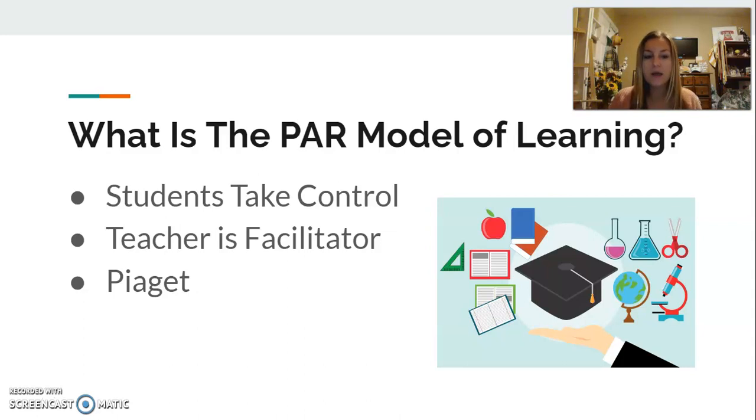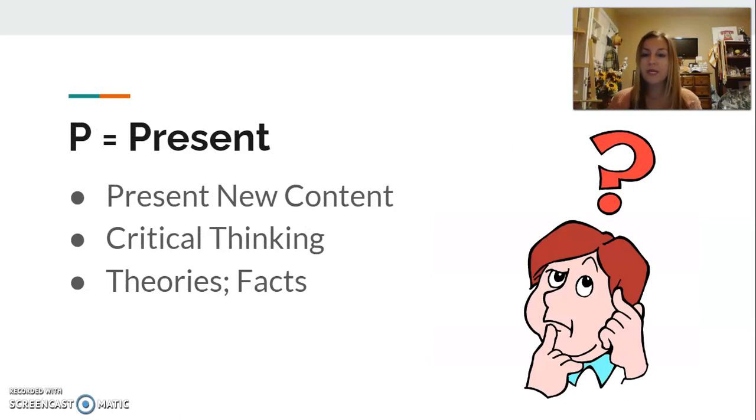And one of the major contributors to the PAR model of learning was Piaget. Due to his chronological thinking of learning, the PAR model is in a certain order that allows students to use that prior knowledge that Piaget talks about in order to build on that new information. So the P stands for present, I'm sorry. So whenever you present, this is when the teacher will present new content to the students.